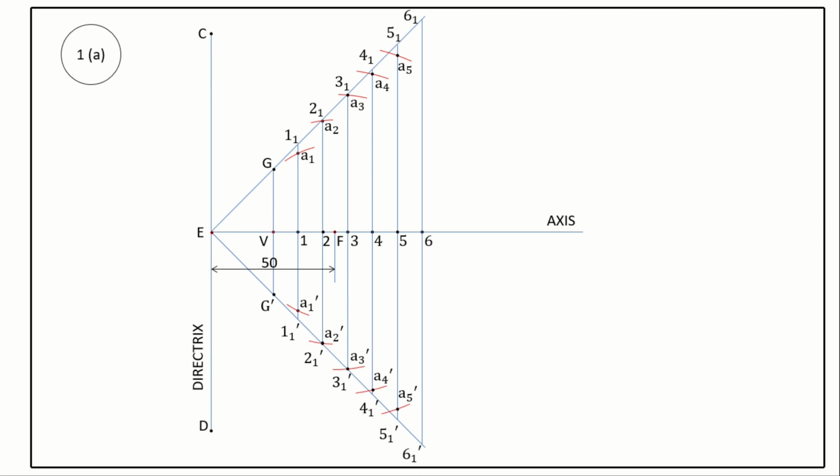Again take a compass, measure the length 6, 6, 1. Keeping F as center, cut the same line 6, 6, 1. Mark the point as A6, and on the other side take the same radius, keeping F as center point, cut an arc, mark the point as A6 dash.